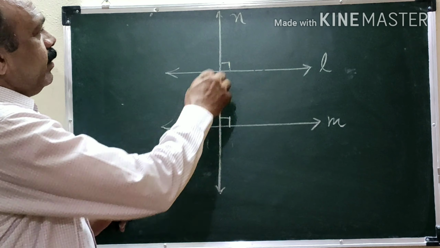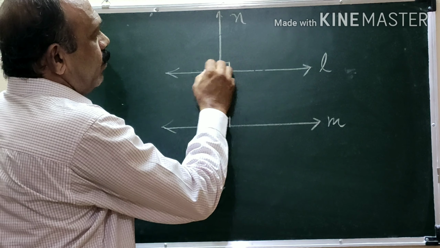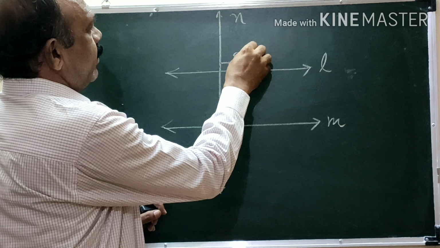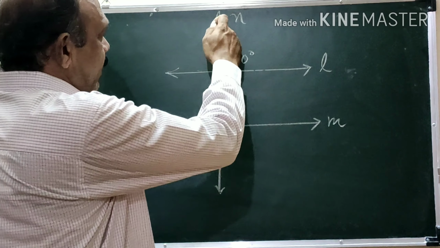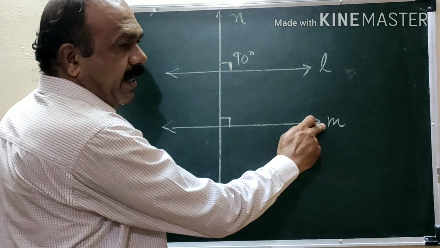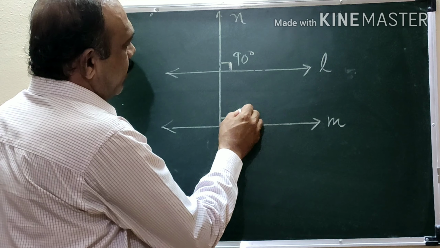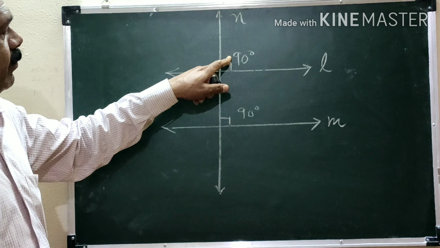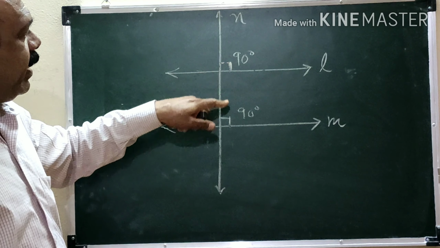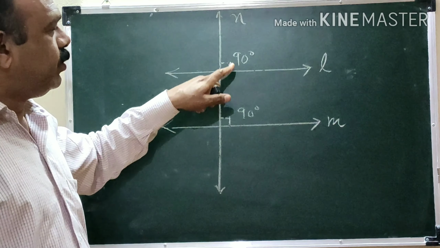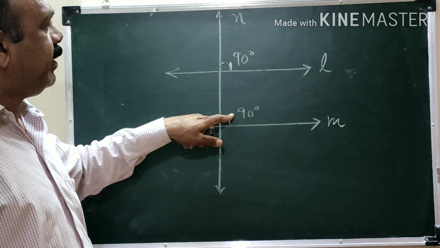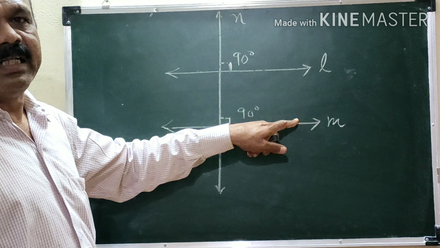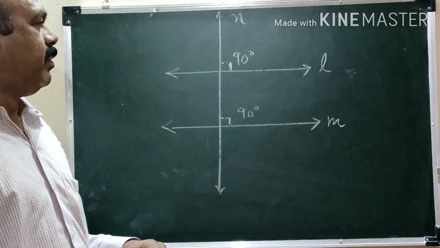How is it? Suppose line N is perpendicular to line L, so the angle formed here is 90 degrees. Again this line is perpendicular to line M, and the angle formed here is 90 degrees. So these two angles are congruent and these two angles are corresponding angles. Therefore these two lines are parallel to each other. That is the corresponding angle test.